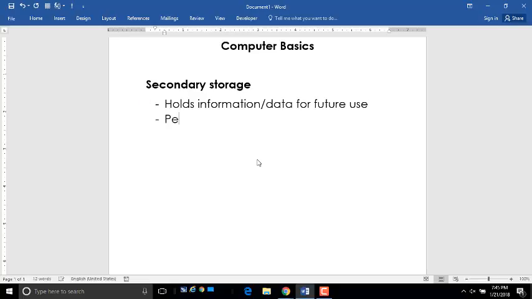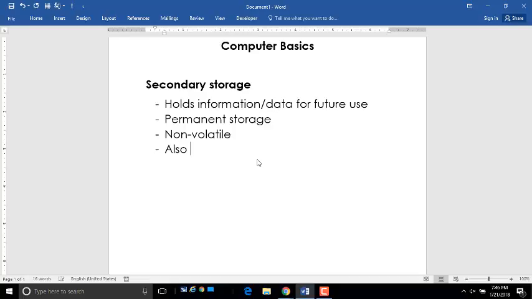So when we talk about secondary storage, another way to think about it is that it's permanent storage. It will continue to be there unless you choose to delete it. Another term that we use when we talk about secondary storage is that it's non-volatile. And what that means is that it will still be there after the computer's been turned off and turned back on. That's what non-volatile is.